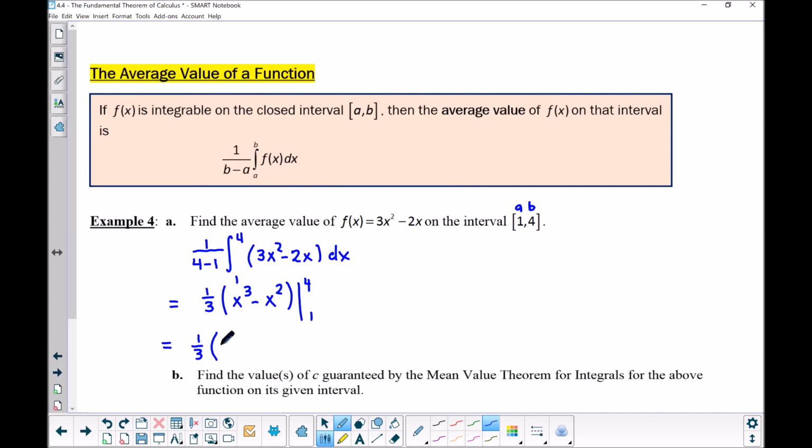So we're going to plug 4 in, and we're going to get 64 minus 16 minus, and then when we plug 1 in, 1 really helps us out there, right? 1 minus 1. And then I think we've got 1/3 times 48. So the answer is 16. I meant for this to be a pretty nice value.